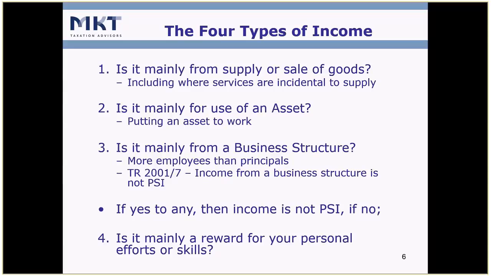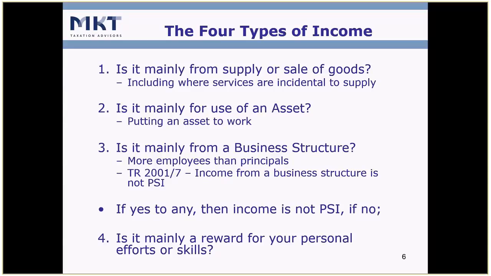Is it mainly for the use of an asset? So I want to put a pool in. So I need a hole dug in the back of my yard. I need a bobcat guy and a truck. So clearly someone's going to be driving the truck and the bobcat, but more than half of my invoice will be for the use of the bobcat and the truck. So there's clearly personal services involved there, but it's incidental to putting that asset to work. So I'm mainly paying for the use of that asset. It's not PSI.